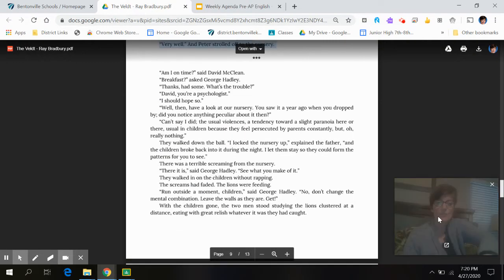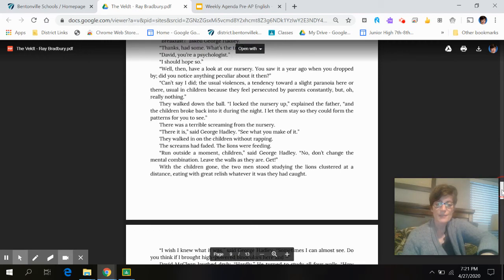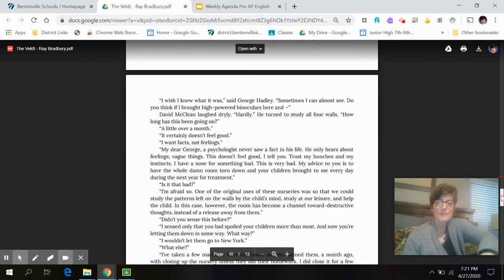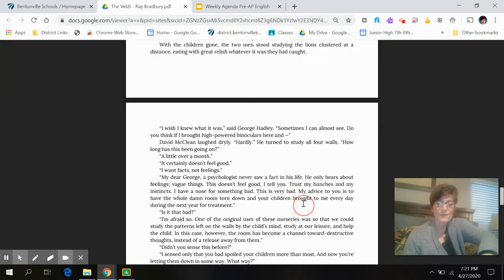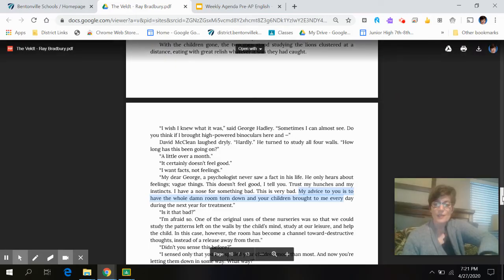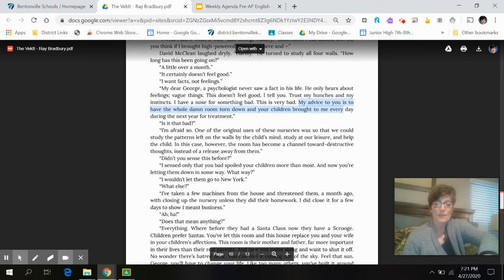Now, as we continue on in the story, the psychologist comes over and wants to see the nursery, and George Hadley takes them down to the nursery and they watch it. The psychologist says that he doesn't feel very good about it. He says it's very bad, that he has bad instincts, that something's going on, and he has bad feelings about it. His advice is that they tear down the nursery and not have it in their house anymore, and bring in the children every day for therapy for the next year. He believes the kids are having some issues because of the advanced dependence on technology, and again, that it's caused them to have destructive thoughts.